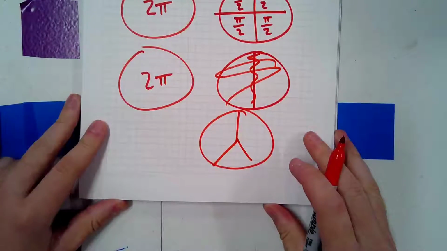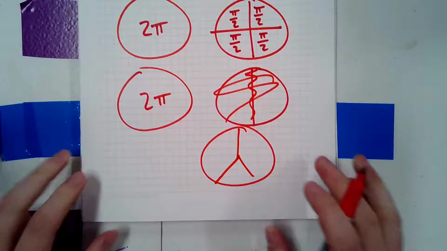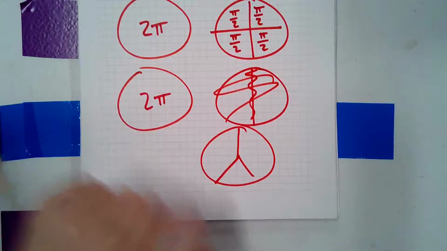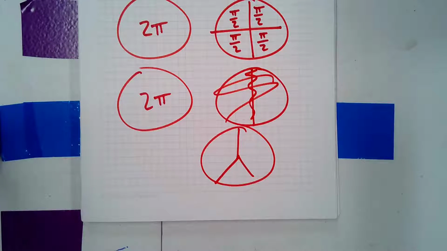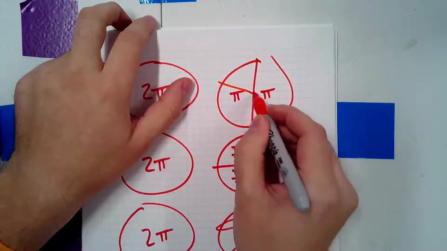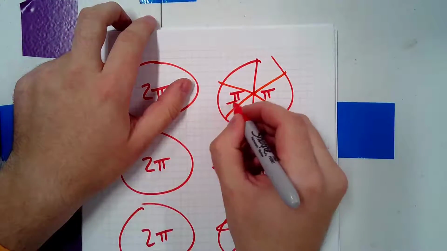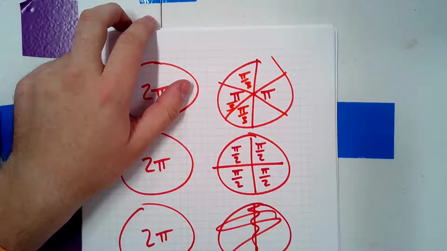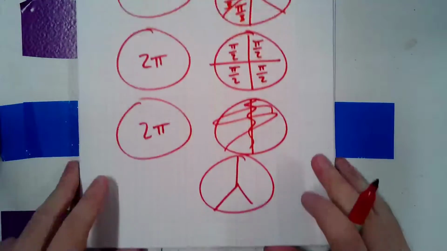What's a third of the circle? The whole thing's 2 pi. Pi over 3 would be nice. That'd be a good guess. But pi over 3 is when we cut this into thirds. You see what I'm saying? So it's not pi over 3.